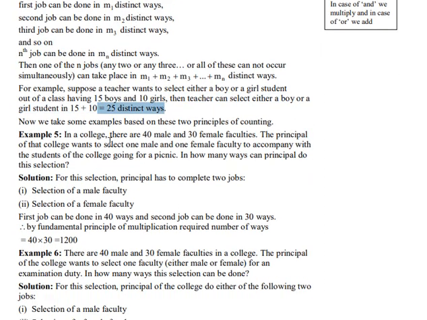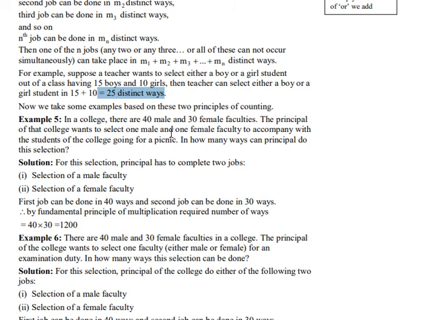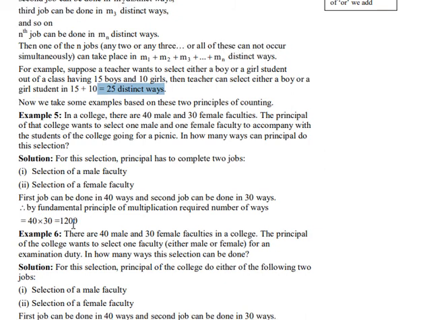Now I'll take one more example, something similar. 40 males, 30 females, and you need to choose two people, one male and one female. So for every male there could be 30 females. So for 40 males there could be 30 female options each. Therefore the answer is 40 into 30, that's 1200.